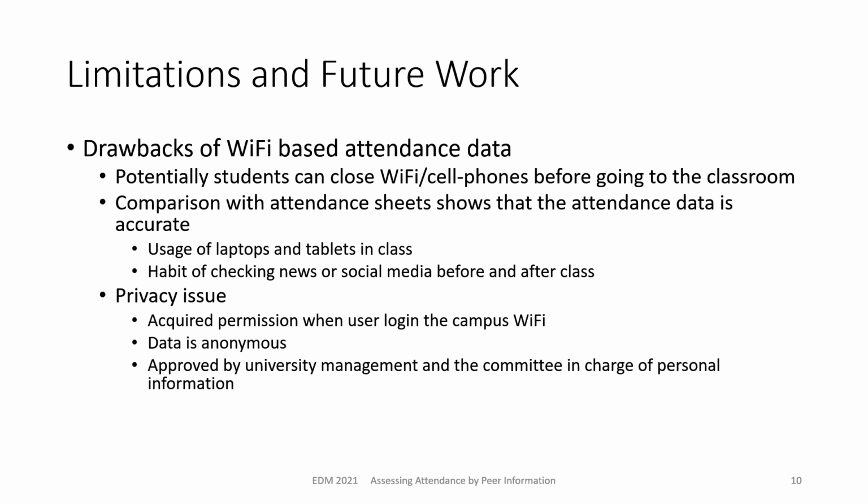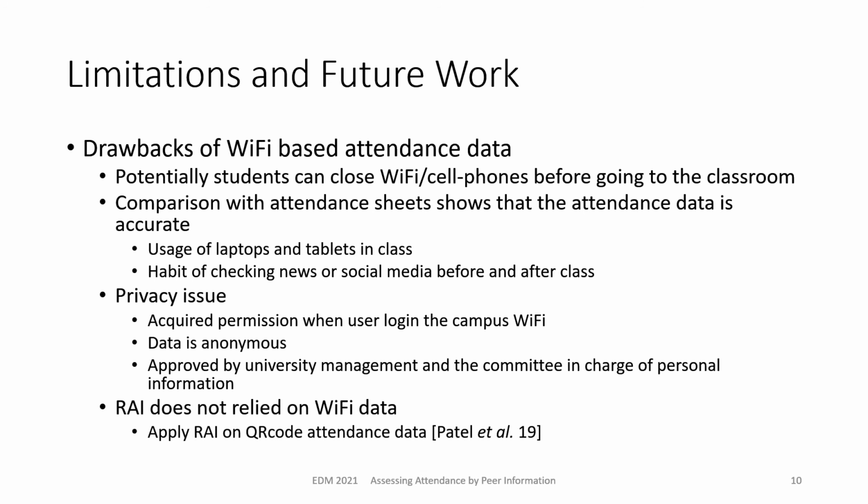We care about students' privacy. We acquire the permission from the users when they log in to the campus Wi-Fi. The data is then processed in an anonymous way by replacing the student IDs with hashed IDs. The use of the data has been approved by the university. It is interesting to see how RAI performs on attendance data collected using other methods such as the QR code.